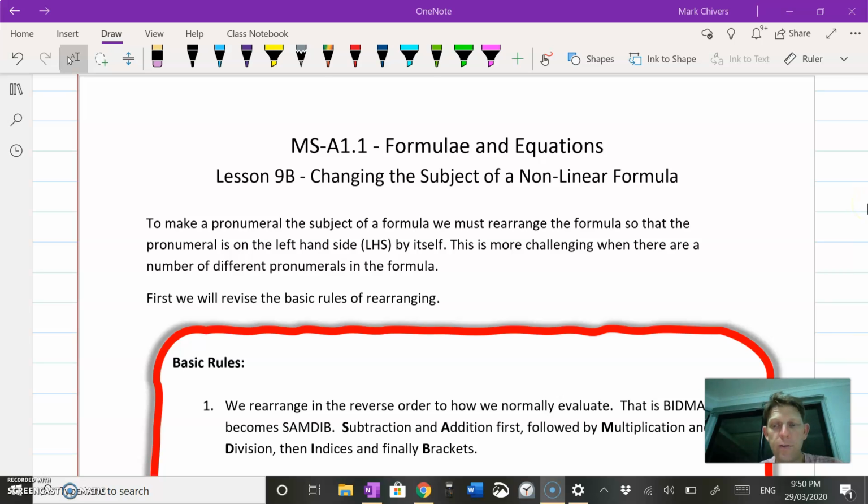Okay, so this is the very first of our lessons that's been added in as a result of changes to the curriculum last year. So there's two of these lessons to worry about. The first of these is on nonlinear formulas.